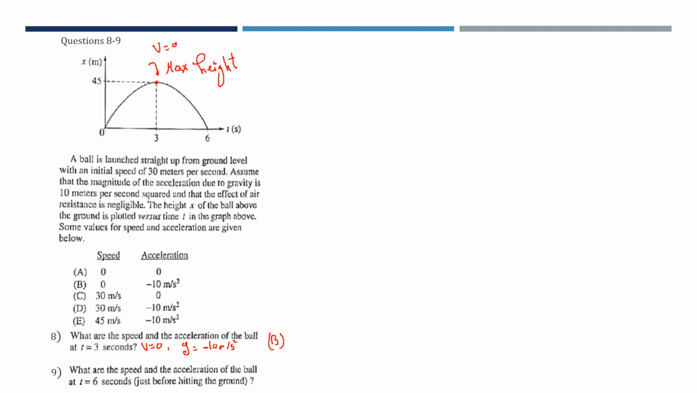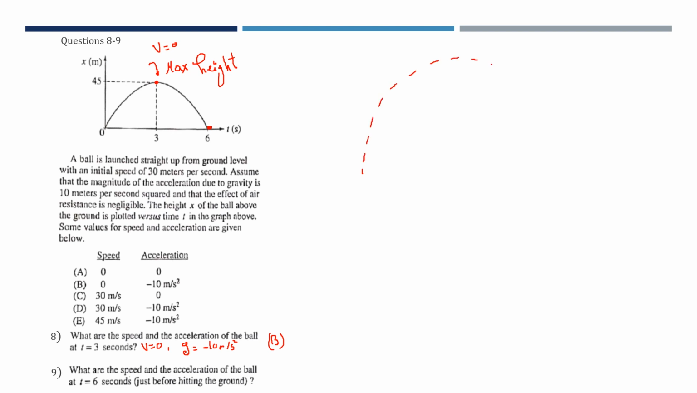For question 9, what are the speed and the acceleration of the ball at t equals 6 just before hitting the ground? At this point, again, at every point on the path of the trajectory, we have a constant gravitational acceleration, which is 10 meters per second squared. So at this point, we have 10 meters per second squared acceleration. What about the velocity at this point before it's hitting the ground?